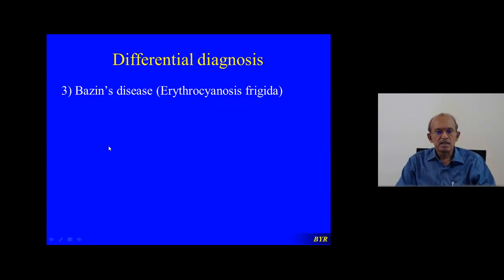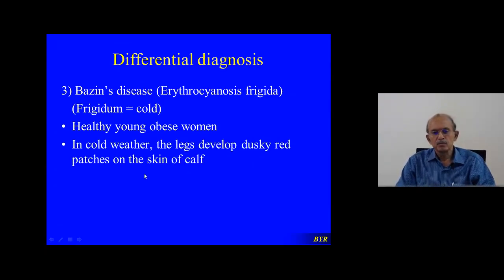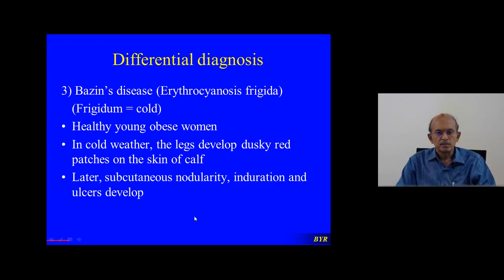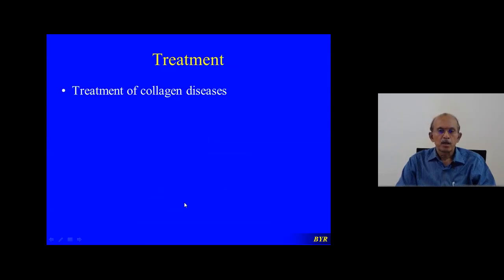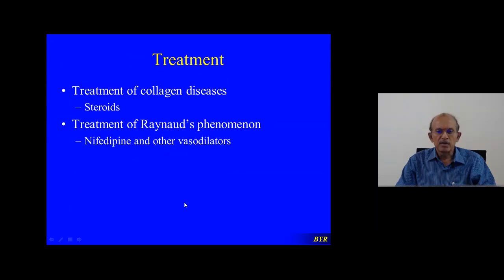Then Bazin's disease, also called erythrocyanosis frigida. It occurs in healthy young obese women. In cold weather, the legs develop dusky red patches on the skin of the calf muscles. Later, subcutaneous nodularity, induration, and ulcers develop. Treatment: treatment of collagen diseases with steroids, treatment of Raynaud's phenomenon if it is associated, you give vasodilators, avoid using vibration tools.